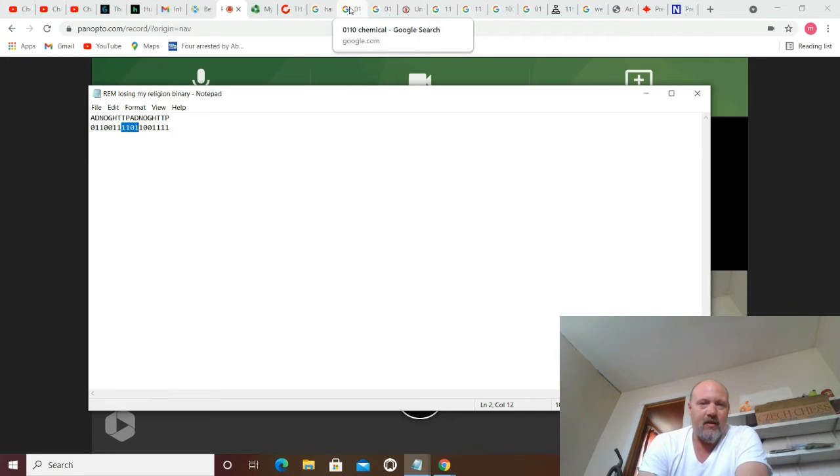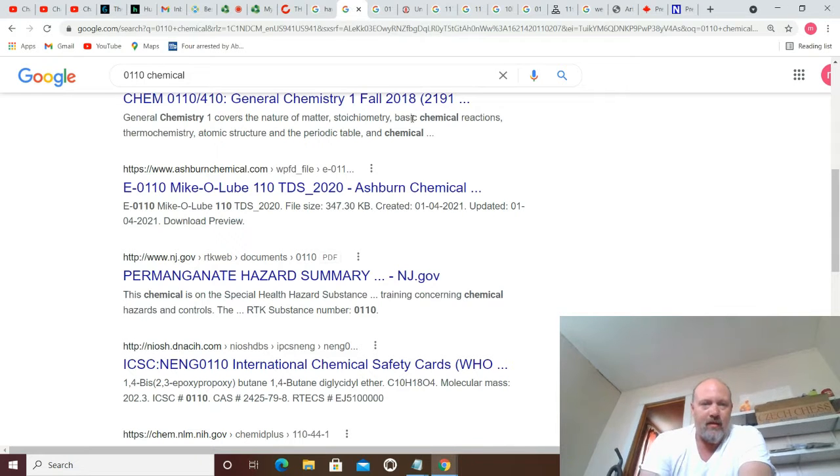So start with 0110. That ends up being permanganate hazard summary right here at nj.gov. This chemical is on the special health hazard substance list, I assume, training concerning chemical hazards and controls.